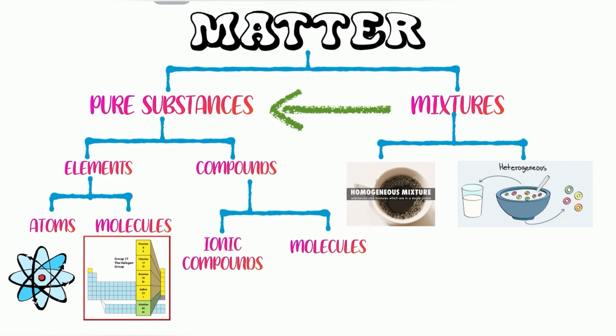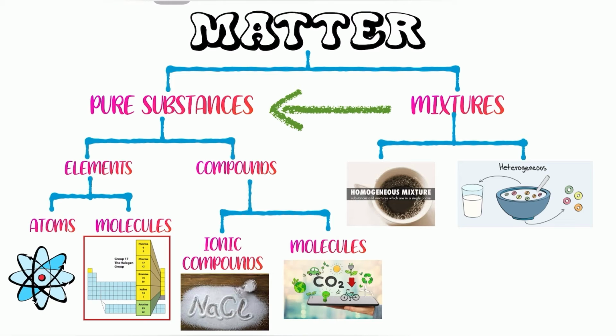Compounds, there are two types. Ionic compounds, for example, sodium chloride, potassium chloride. Molecular compounds, for example, carbon dioxide and H2O.